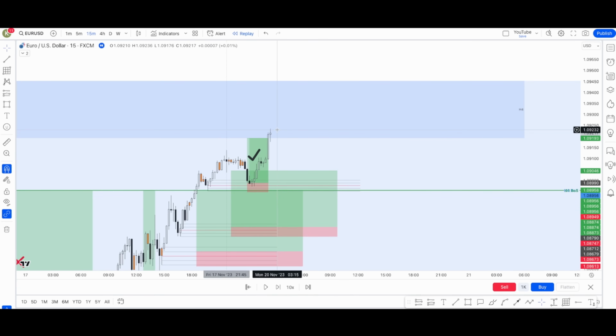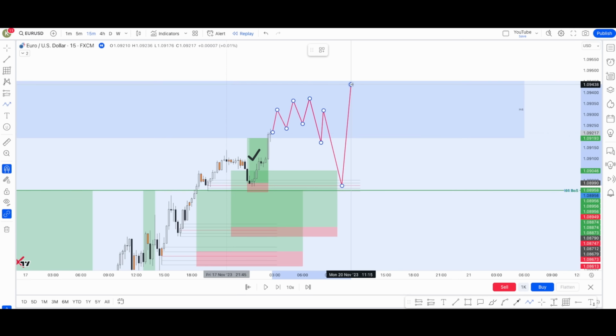Now we've got into the H4. So we're expecting that we could see a bit of price movement within here, but preferably we want to see a chalk down, come down, grab liquidity from this and work our way up again.